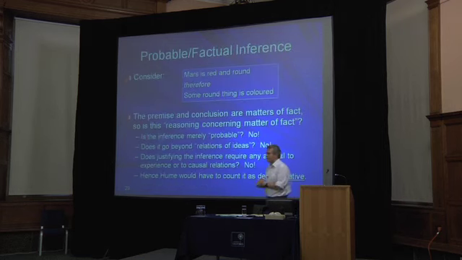Okay, so this raises a question. Reasoning concerning matter of fact. That is Hume's favourite long-term way of referring to what Locke calls probable reasoning. So take an argument like this. Mars is red and round, therefore some round thing is coloured. Do you agree that follows logically? Yeah.